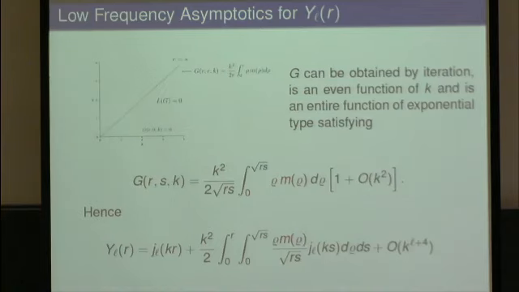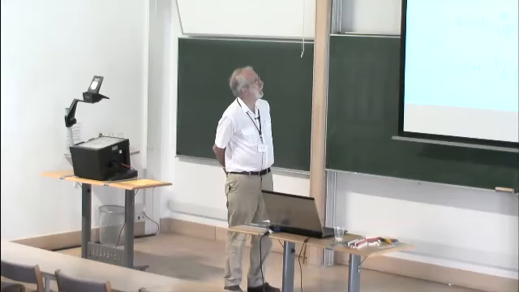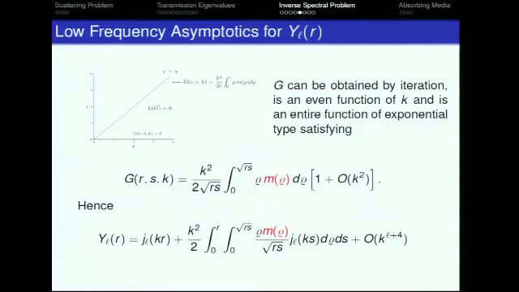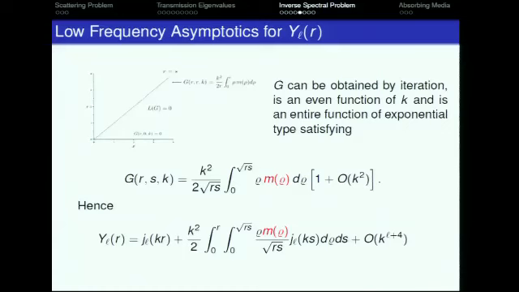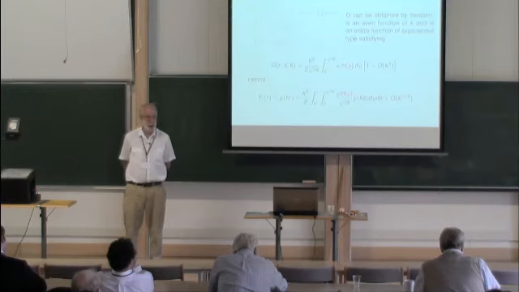You can get G by iteration. And it's an even function of k, an entire function of exponential type, satisfying this condition here. So for small k, you have this representation. So the idea again is you take that singular Goursat problem for that hyperbolic equation. So what we have here is a singular Goursat problem for this equation, and you simply make a change of variables and solve it by iteration. So it's relatively straightforward.